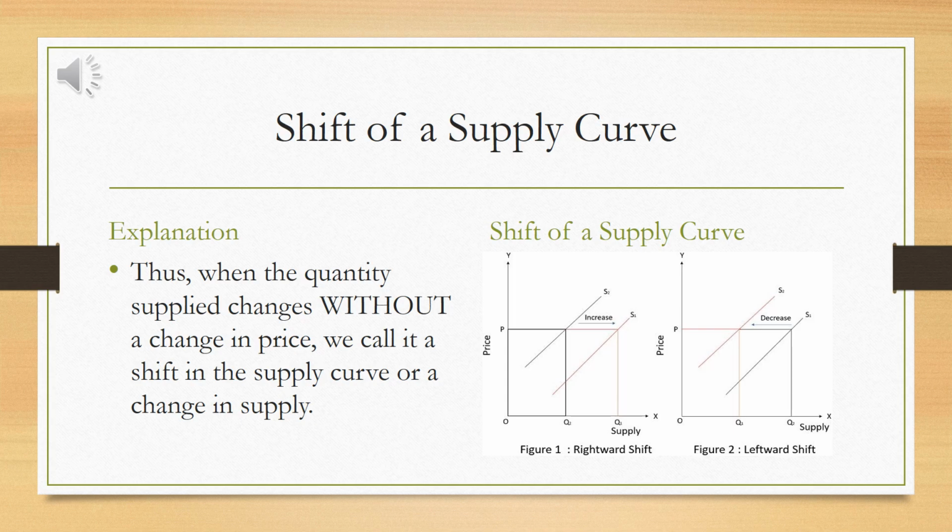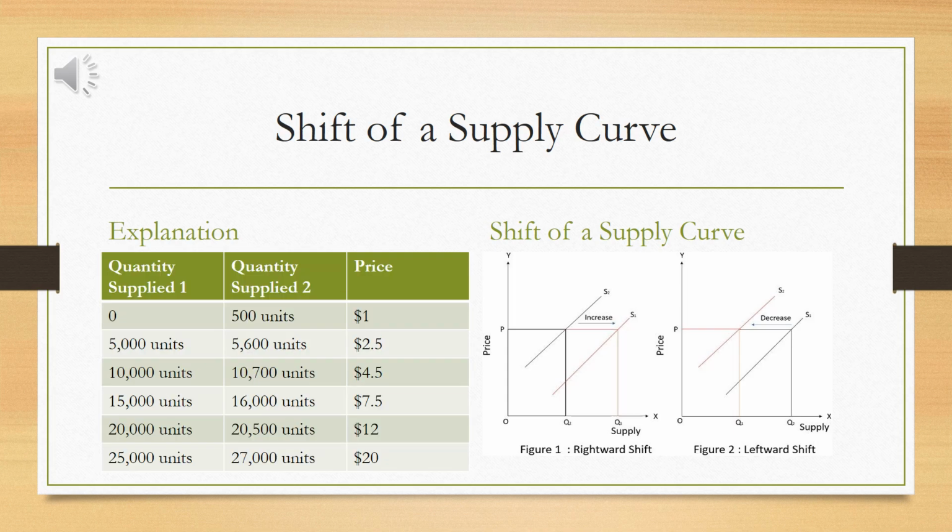The first graph aside shows an outward shift of the supply curve from S0 to S1. That means that supply increased and the supply curve is shifting to the right. The second figure shows an inward shift from S0 to S1, which means that supply decreases and the supply curve is shifted to the left.